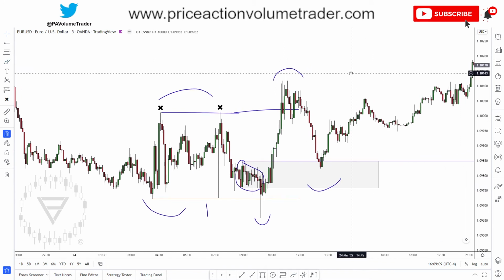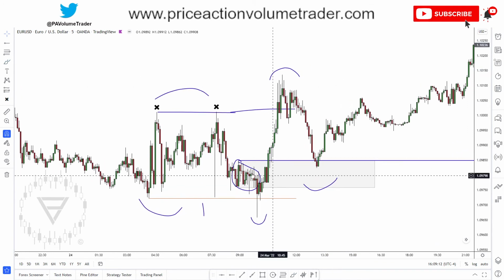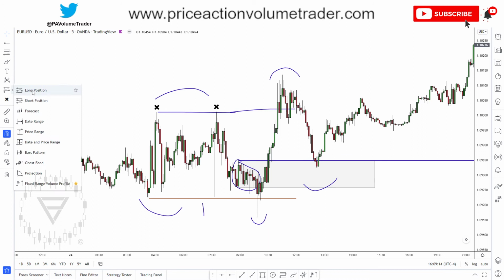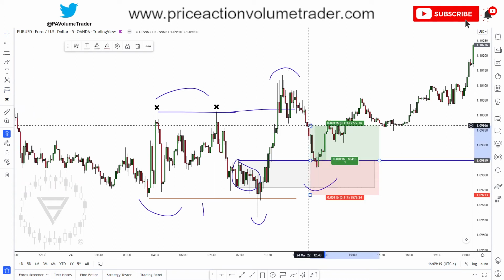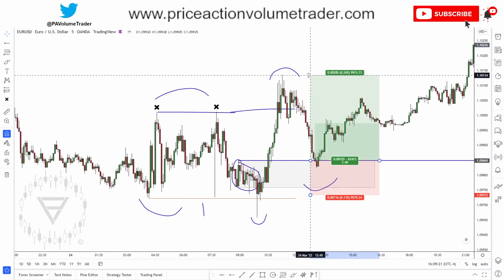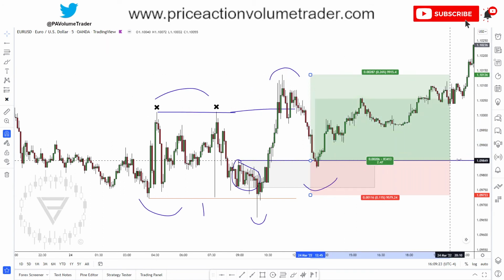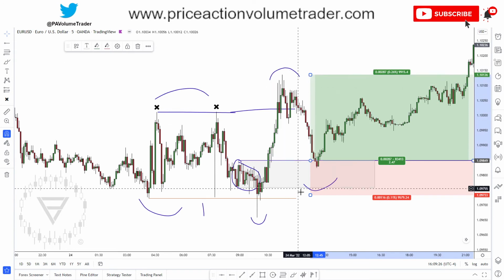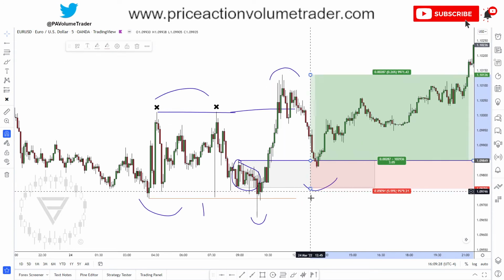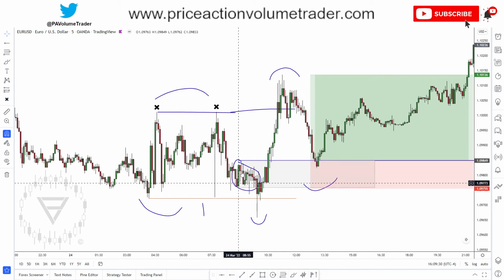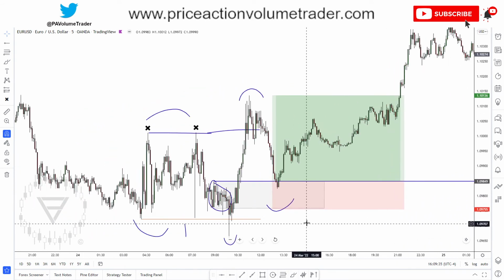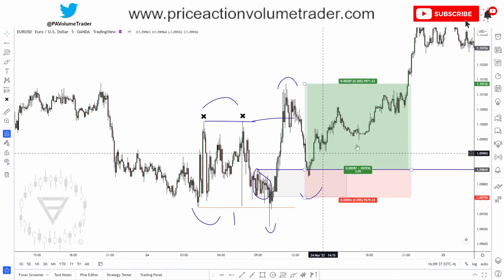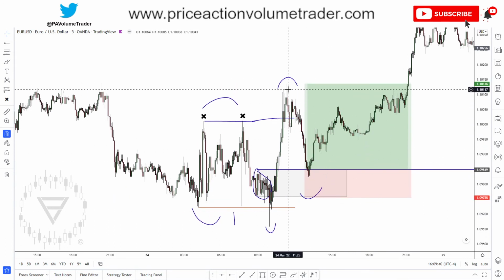And the same scenario here. We identified the cluster. Then we look for an entry at the top of this area. And then we can target the previous swing high. In this case, our stop loss will be just at the bottom of the cluster that caused the sweep. And then you can see we break up and it hits target and then continues in this case.